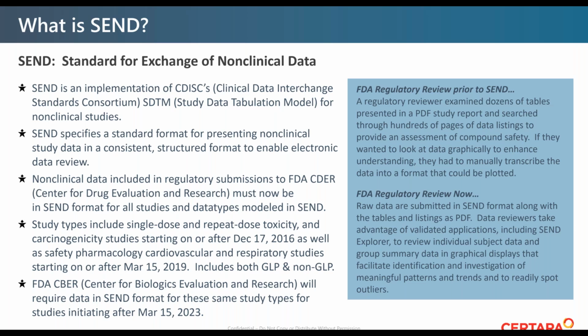Now, since SEND has come out, the FDA review is much more streamlined. Raw data are submitted along with the submission in SEND format. So the regulatory agency gets the PDF report with the tables and listings, but they also get the data electronically. And the electronic data includes information about individual subject findings. With that information and a tool like SEND Explorer, the regulatory reviewer can quickly not only look at the data, but investigate trends and drill down on outliers to try to understand what's going on in the studies and make better data-informed decisions.